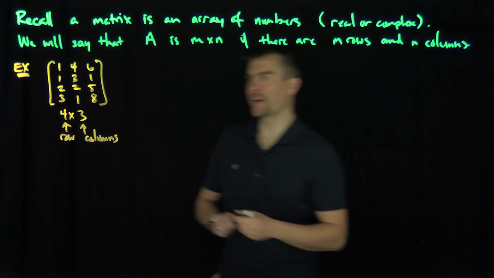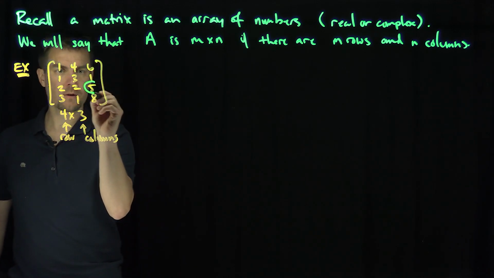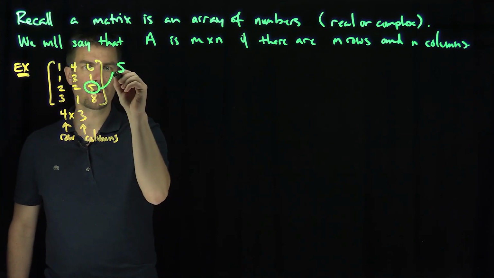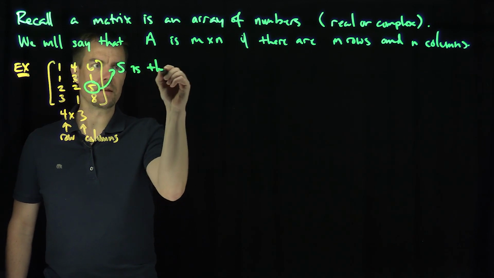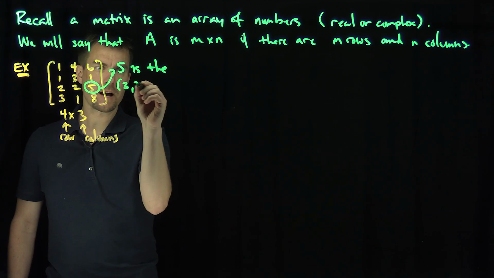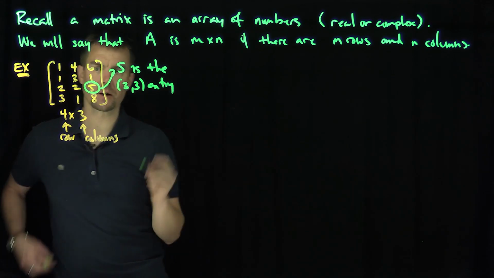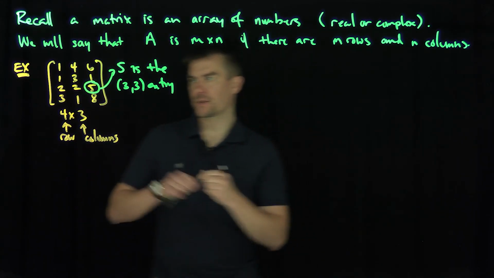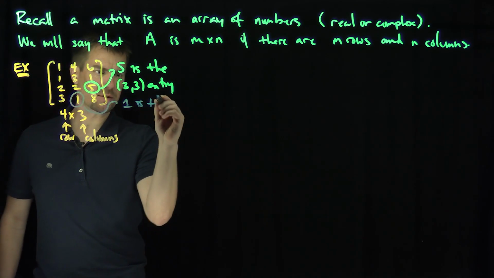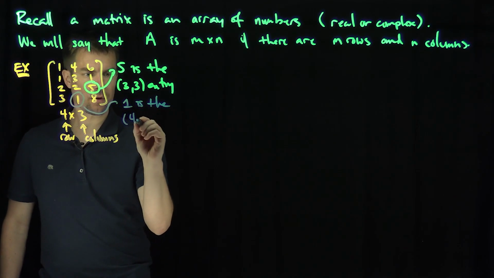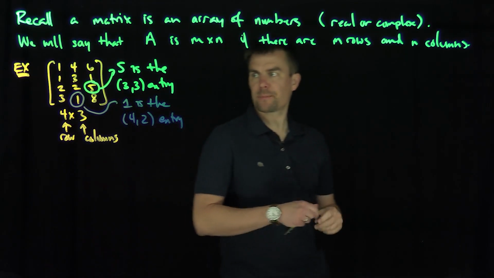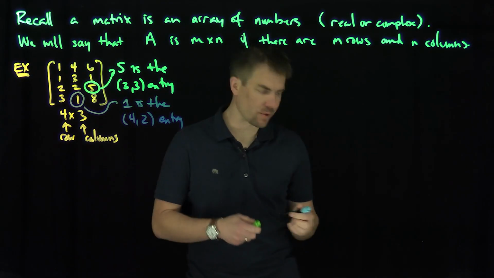So for example, I can say that this number over here, 5, is the third row, third column entry over here. Likewise, we can say that this 1 is the fourth row, second column entry. Okay? So that gives us a way of specifying rows and columns and entry numbers in the matrix.